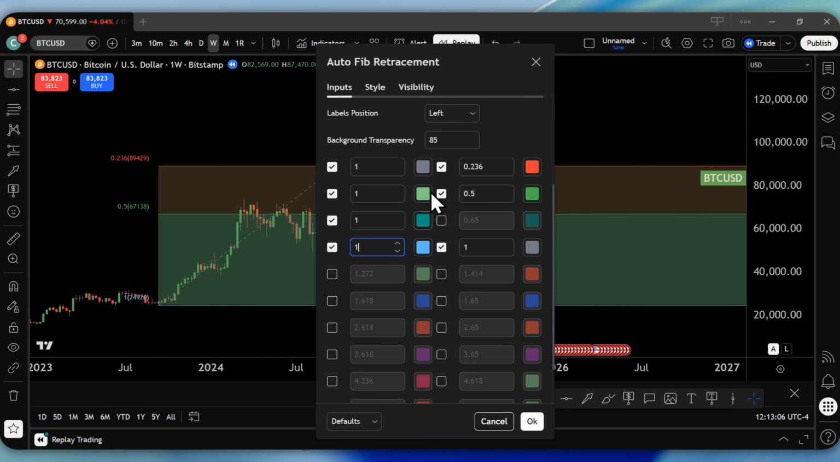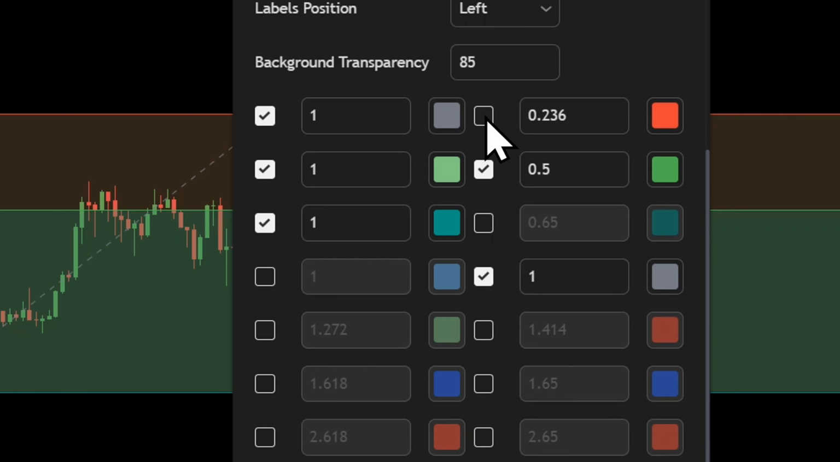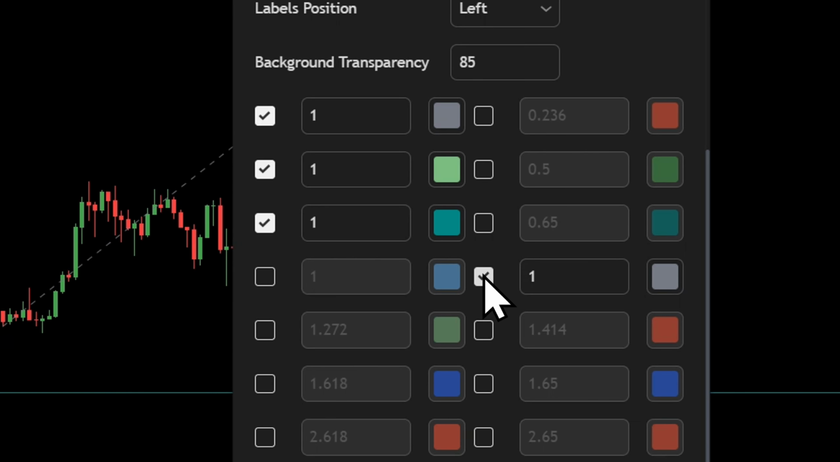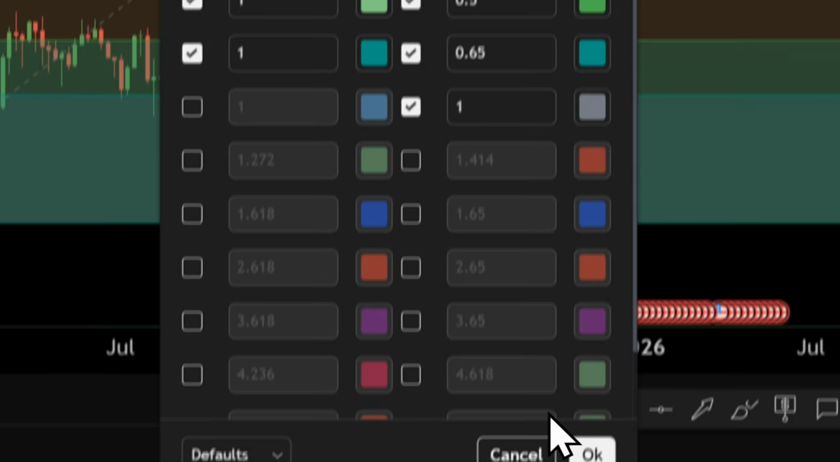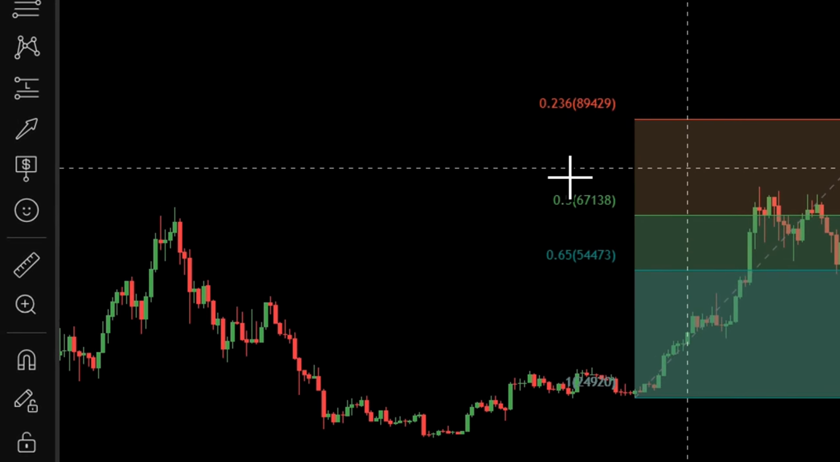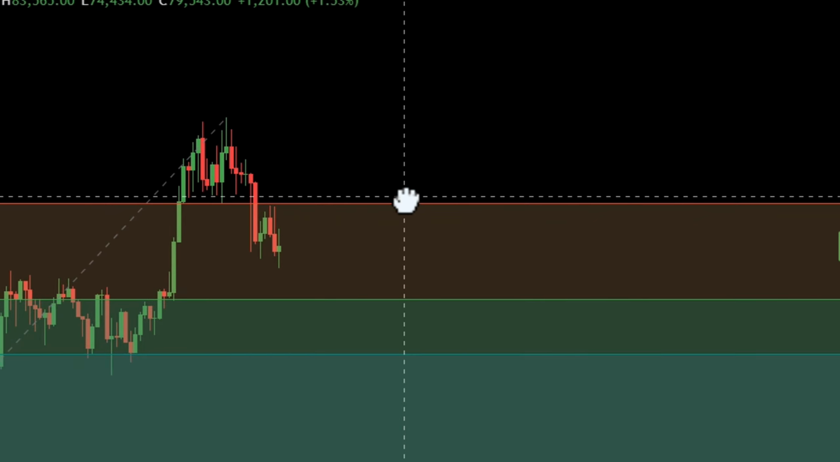Think of it as a location where you want to pay closer attention. Price might reverse there, or it might move straight through it. The level itself doesn't predict the future. It simply helps us identify areas worth watching. Keep this in mind. It's one of the most important concepts in trading.